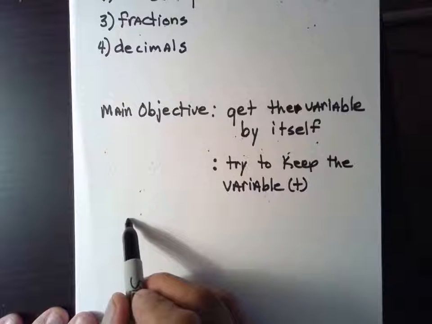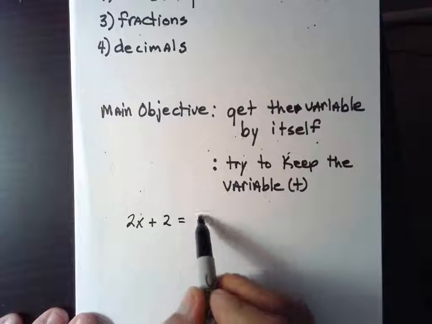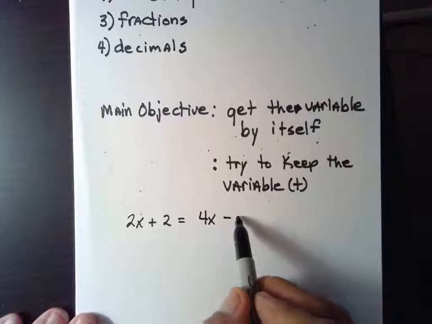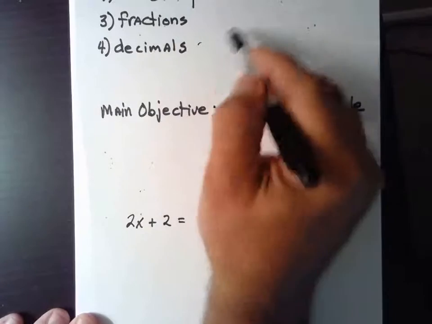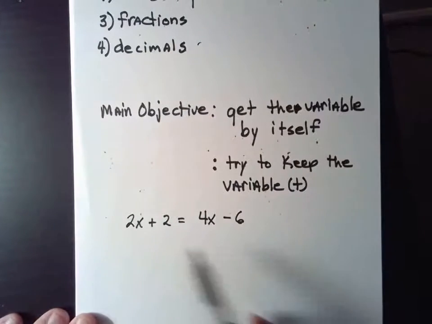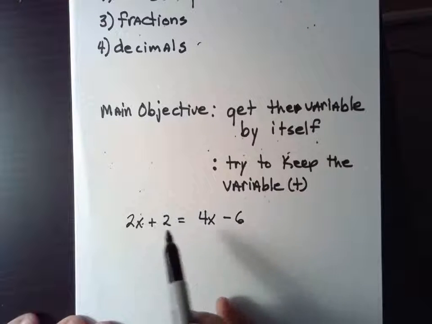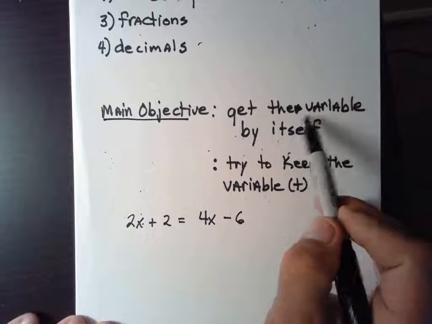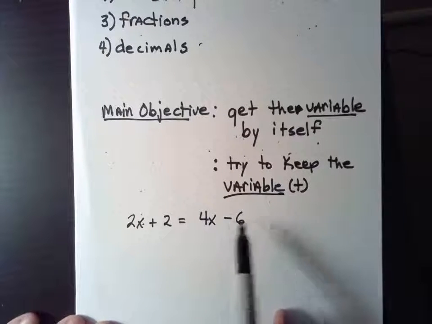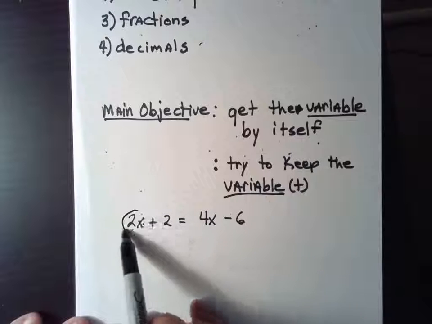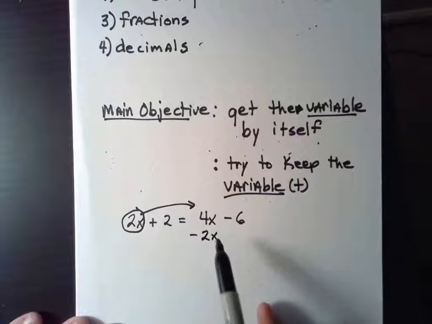Let's say that 2x plus 2 is equal to 4x minus 6. And I go into this when I go over these rules up here, and basically the 4x is bigger than the 2x. Now what's our main objective? The variable. So we don't worry about this 2 and this negative 6. So I bring this 2x over to the other side, and it becomes a negative 2x.